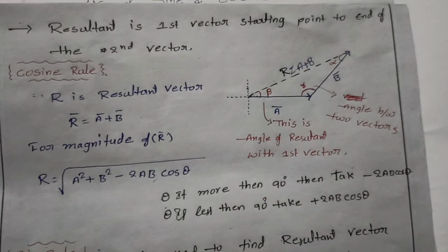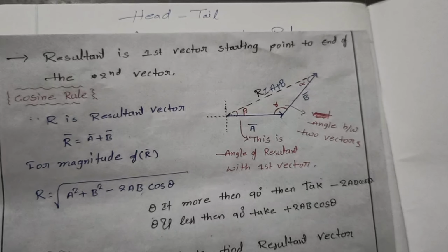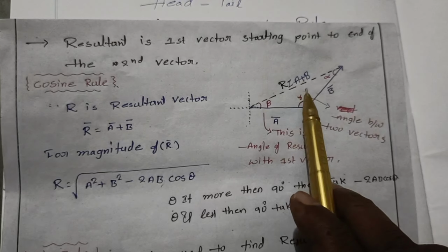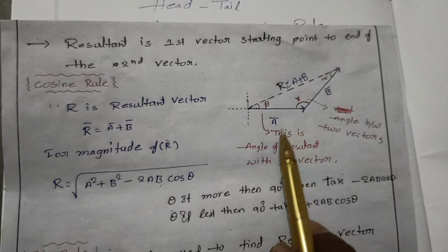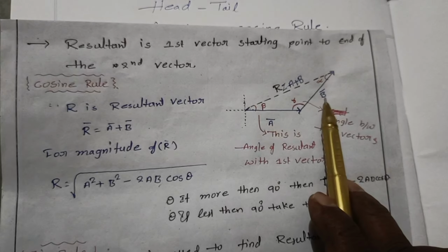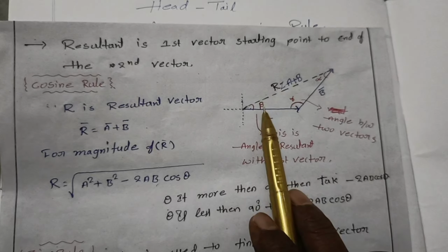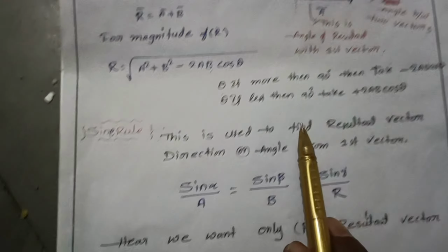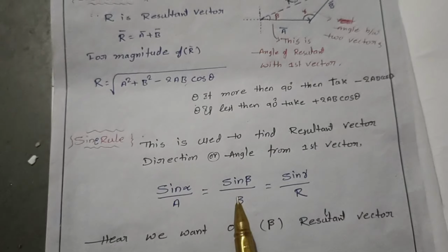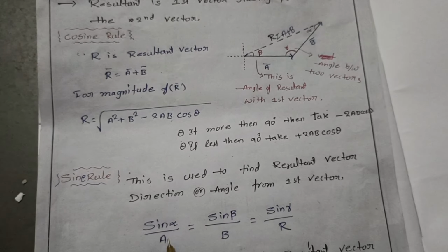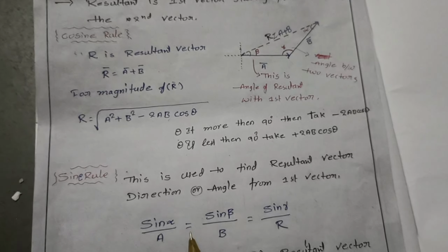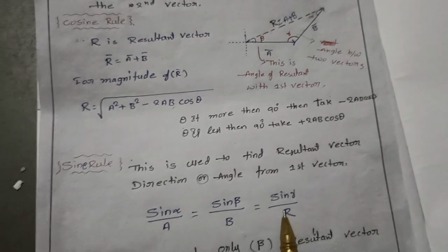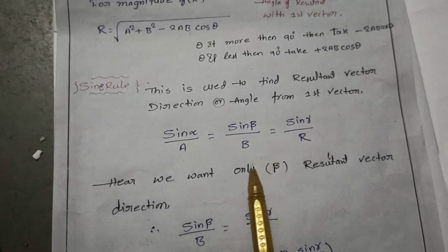Next one, direction of the resultant vector. To find the resultant vector direction, we should use the sine rule. To use the sine rule, one should look at the picture, a triangle with sides A, B and R. The angles are alpha, beta and gamma. Now the rule is sine alpha by A is equal to sine beta by B is equal to sine gamma by R.